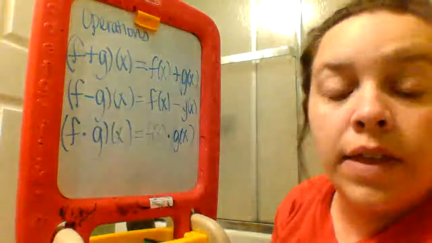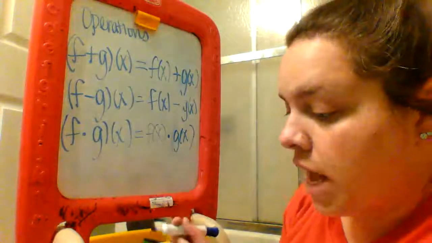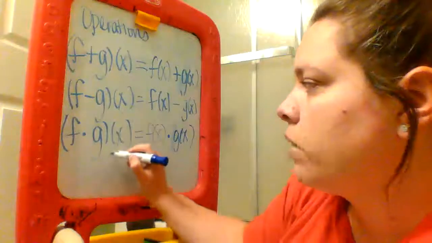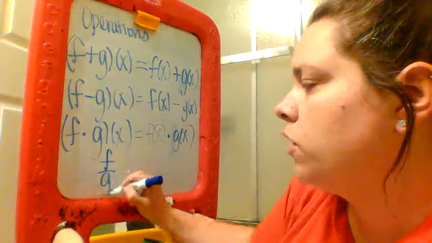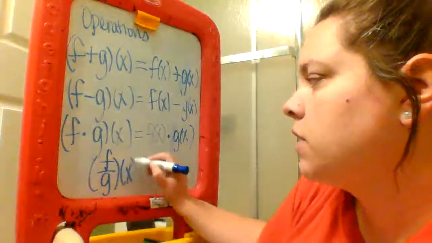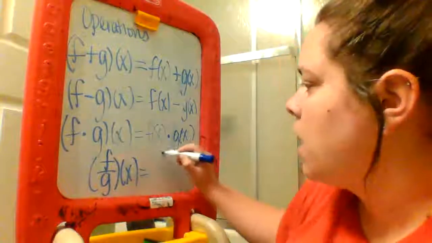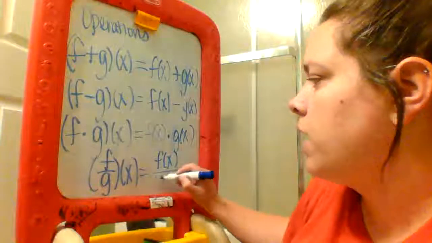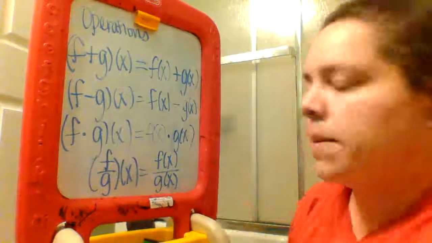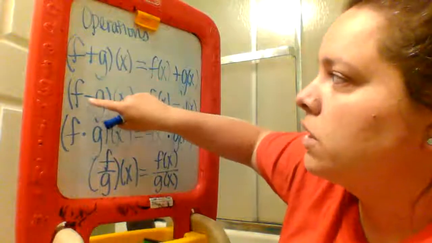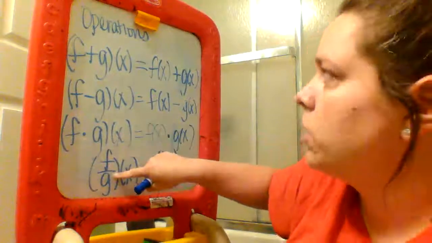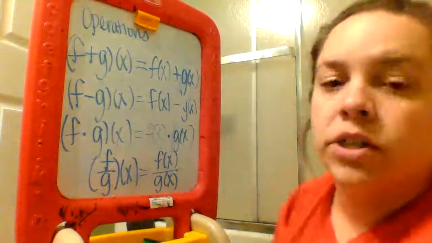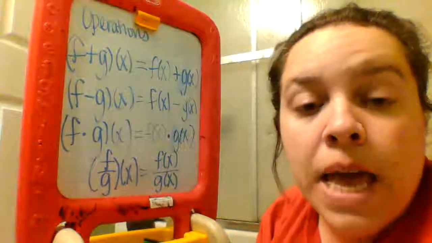Okay. And then the last one is division. And they write this as a fraction. So they would write it as f over g of x, which just means f of x divided by g of x. Okay, so addition, subtraction, multiplication, division. Those are just all the different ways that they could write it. And that's what we're going to do.